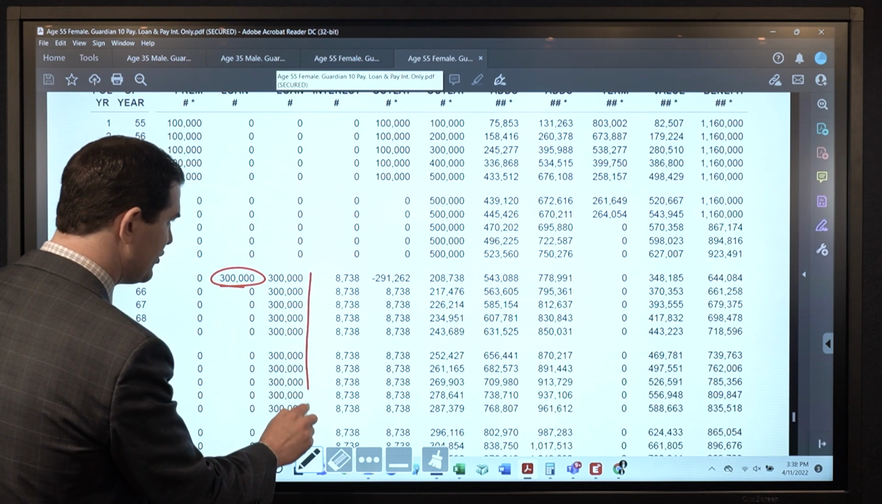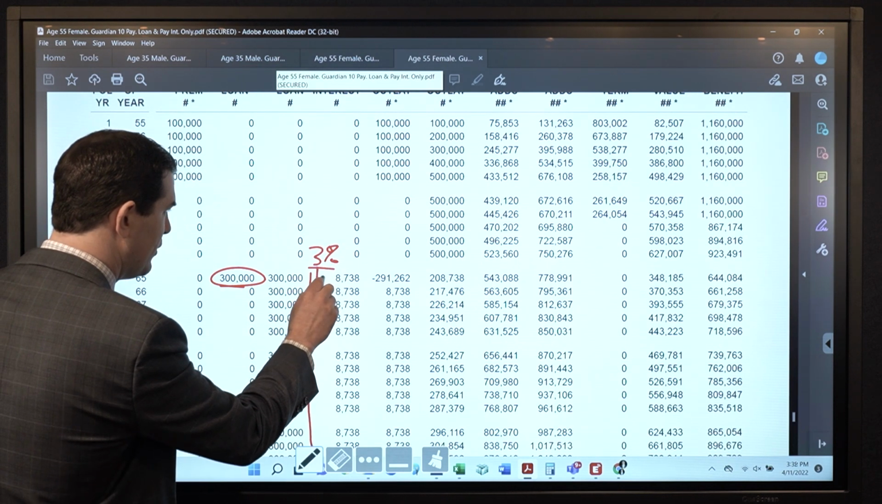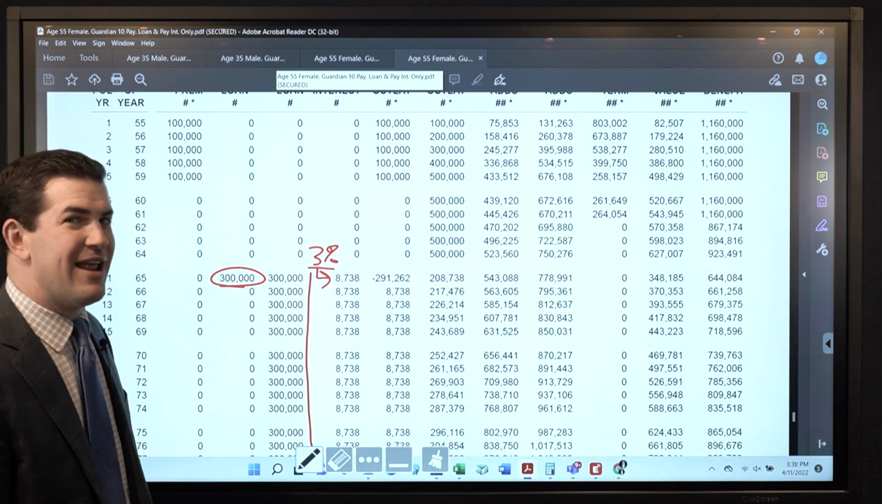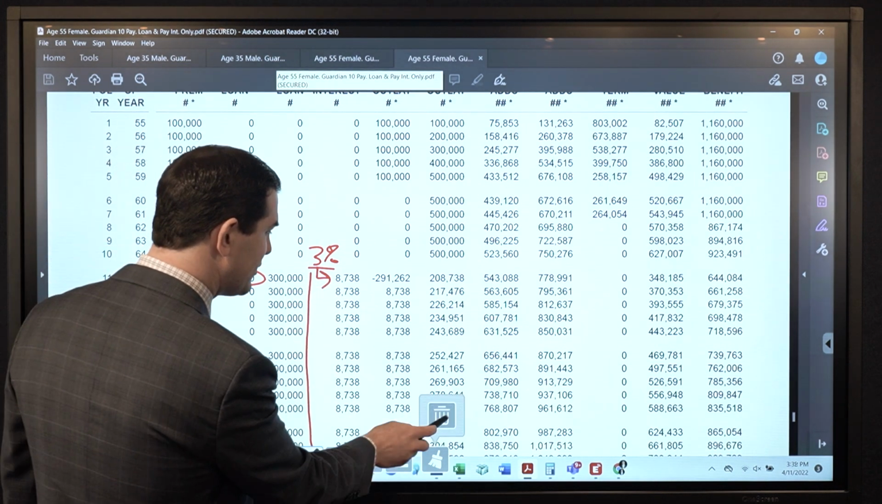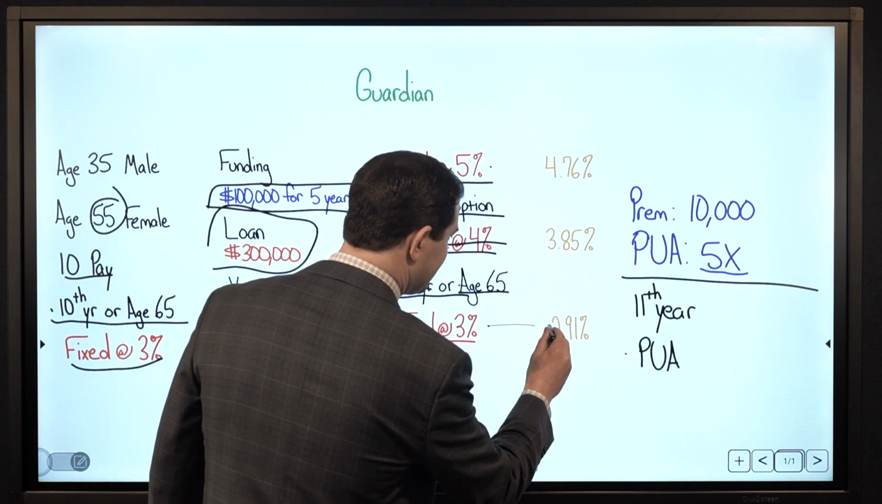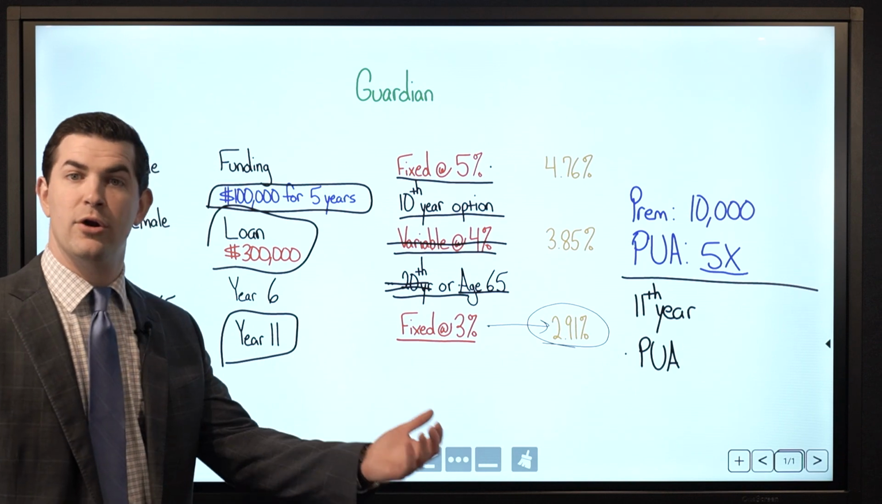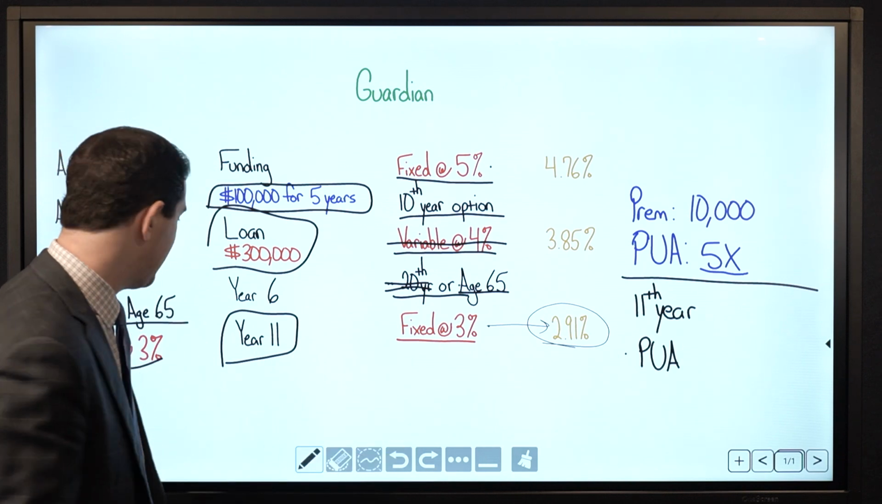There's your loan balance. 3% would be what? Not 87.38. Do you remember what happens with Guardian? Before I just give you the rate, you have a discounted rate, 2.91%. That occurs if you're paying the loan interest out of pocket.